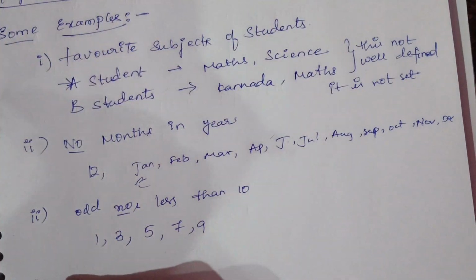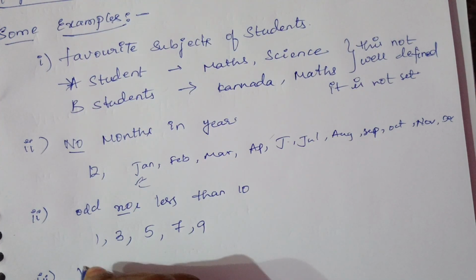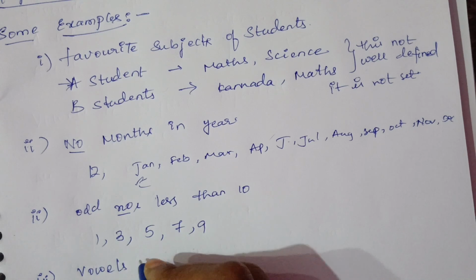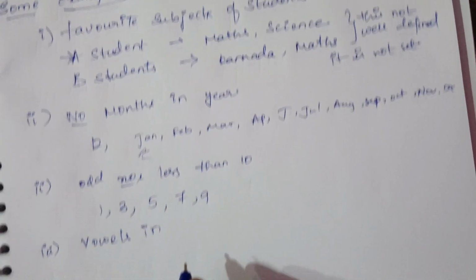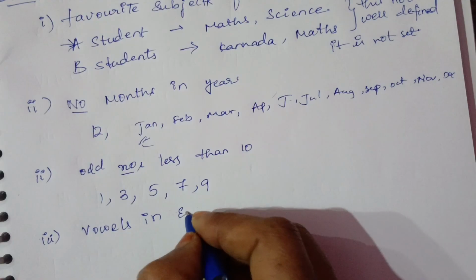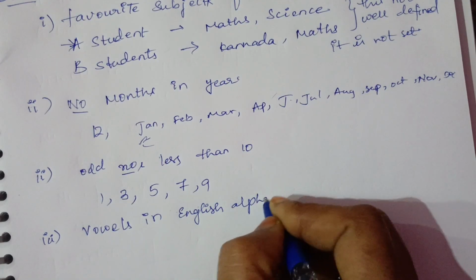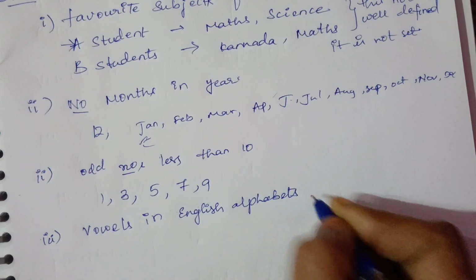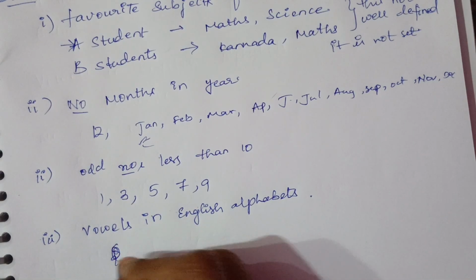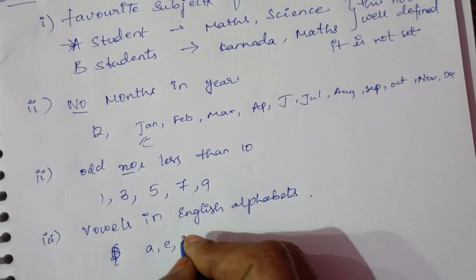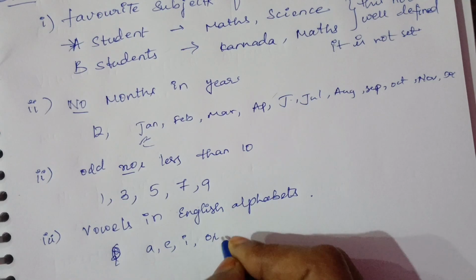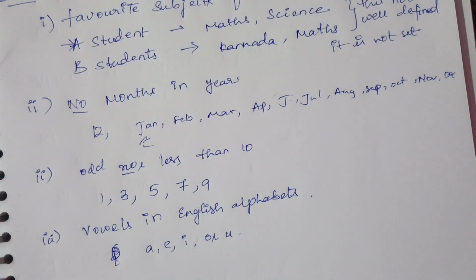Now if we take another example, vowels in the English alphabets. Vowels in the English alphabets are A, E, I, O, U. This is the set.